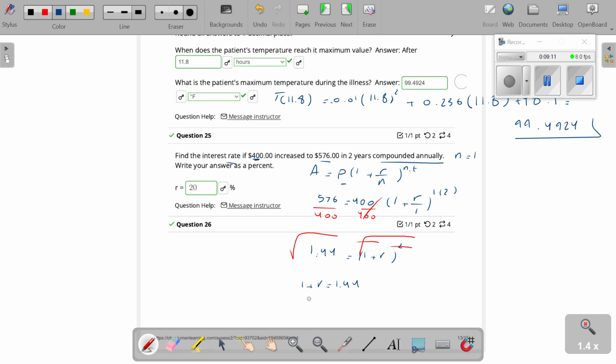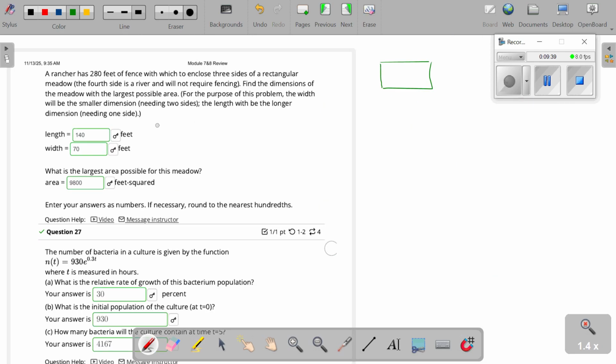So 1 plus r will be equal to the square root of 1.44. And then we're going to subtract 1 from both sides. r will be equal to the square root of 1.44 minus 1, which is 0.2. And since you want to write that as a percent, that's going to be 20%. So that's my answer.